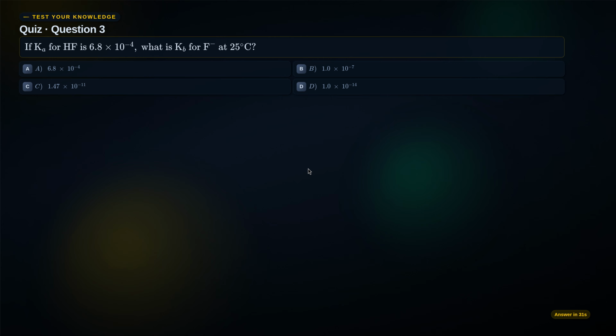The correct answer is option C. Kb equals Kw divided by Ka, equals 1.0 times 10 to the negative 14 divided by 6.8 times 10 to the negative 4, giving 1.47 times 10 to the negative 11. Kb is much smaller than Ka, confirming HF is a stronger acid than F- is a base.